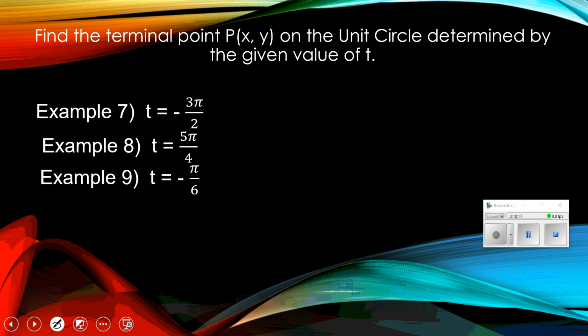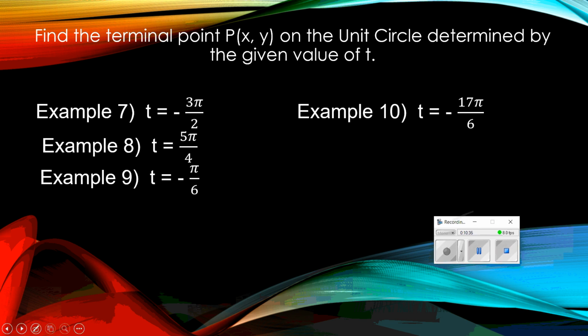Say that again. It'd be at 330 or 11 pi over 6. So the terminal point is square root of 3 over 2 and negative 1/2. Okay, we're almost finished with this part. Here's where it gets a little different.